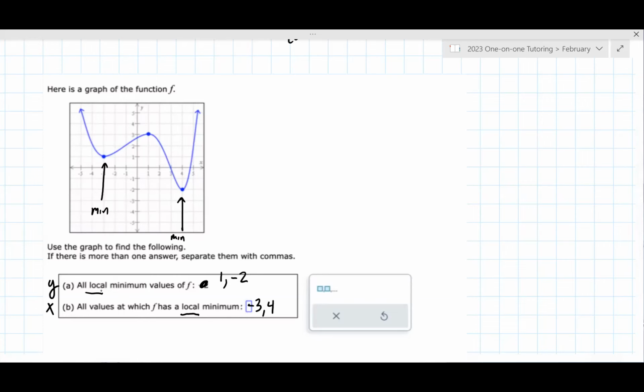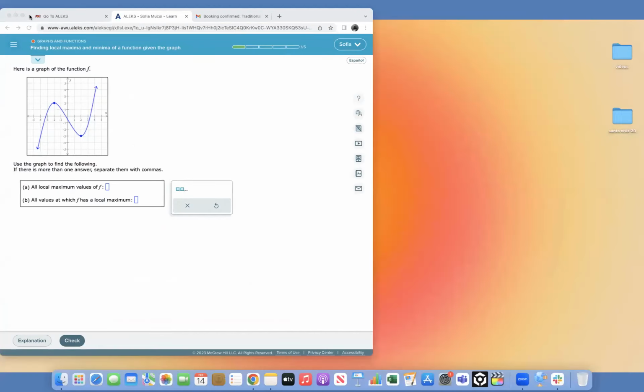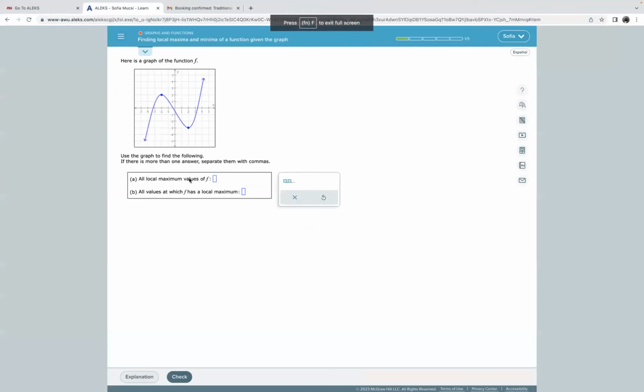Okay, I'll just share my screen again. So this one's asking for maximum values, so there's just one this time, because local max means higher than its surroundings. So this is the X. Wait, no, this is the Y. That would be 2. Yes, we had 2. And then this would be the X, which is just -2. That's right.